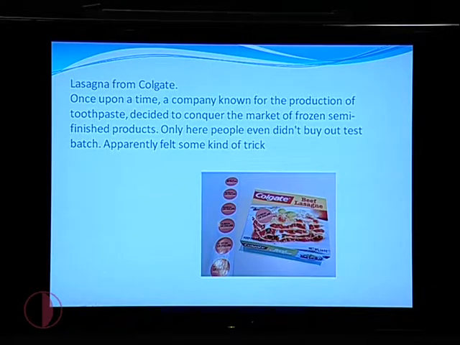So, what I'd like to say to you in conclusion: nobody is immune from mistakes, and I'd like to show you some examples about it. Look, for example, at this lasagna from Colgate. Once upon a time, a company known for the production of toothpaste decided to conquer the market of frozen semi-finished products. Only here people didn't even buy out the test batch. Apparently they felt some kind of trick maybe. So it was a failure for this Colgate company.